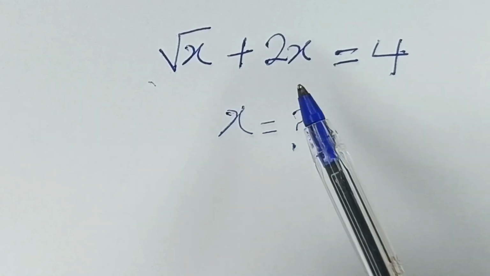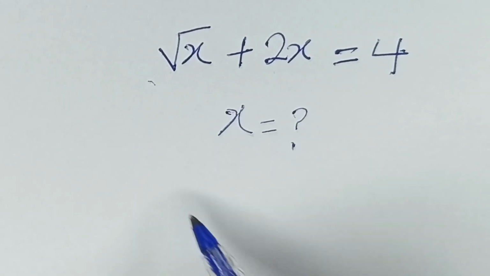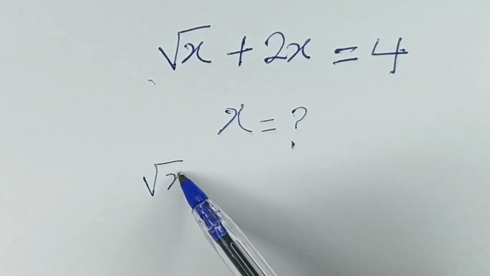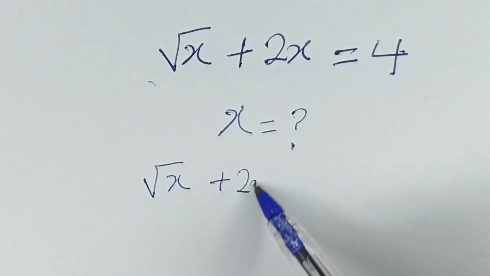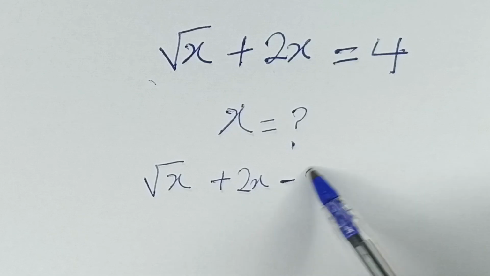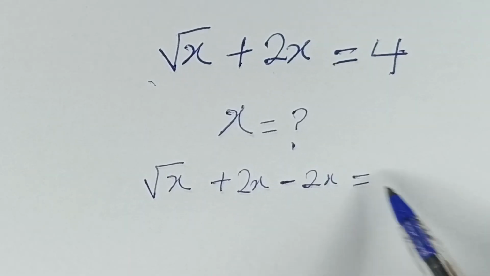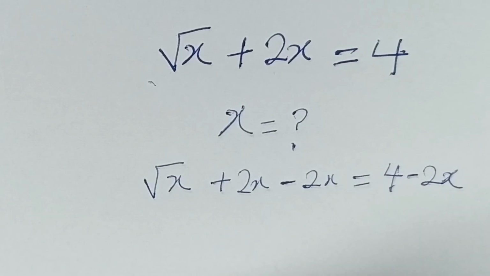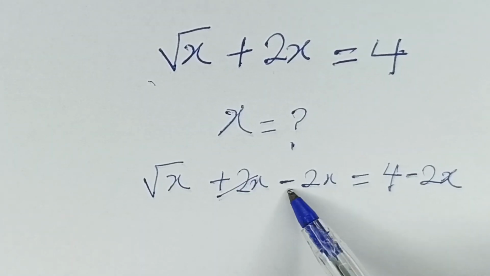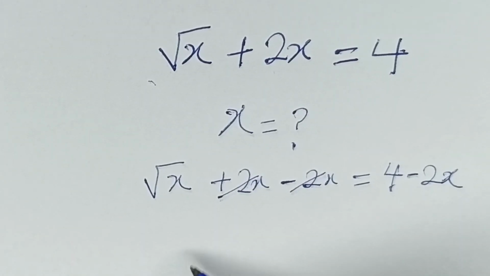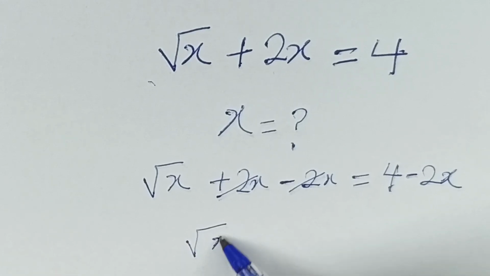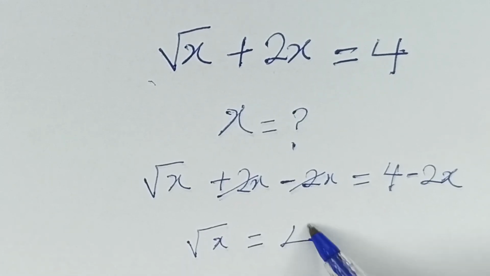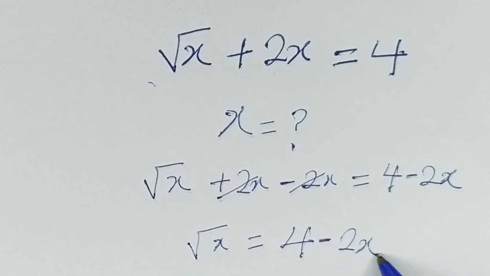So to do that, we subtract 2x from both sides. So we say root of x plus 2x minus 2x is equal to 4 minus 2x, right? So 2x minus 2x will strike out, and then we are left with root of x is equal to 4 minus 2x, right? Now, the next thing you do is to square both sides.